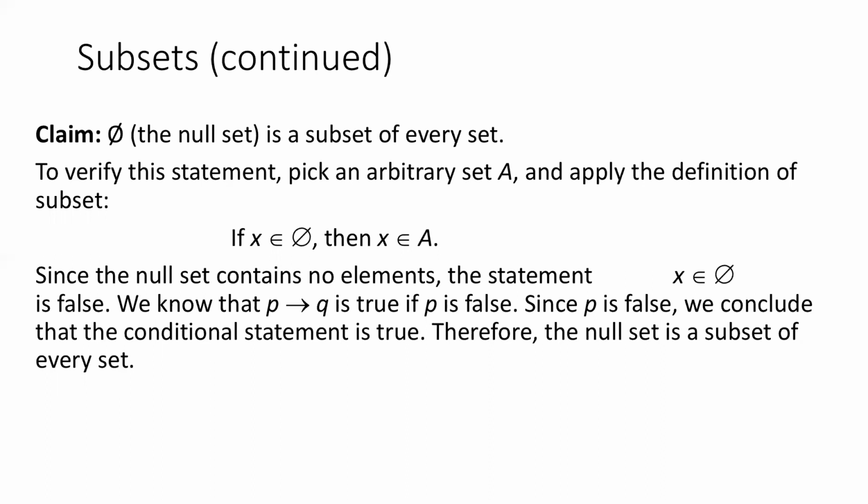Since the null set contains no elements, the statement "X is an element of the null set" is false. We know that if P, then Q is true if P is false. Since P is false, we conclude that the conditional statement is true. Therefore, the null set is a subset of every set, right? That is basically a proof right there. I know it doesn't say proof and then show all this, but that's basically what that just did.